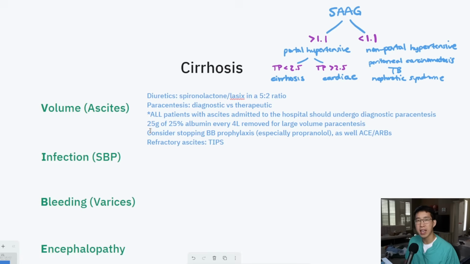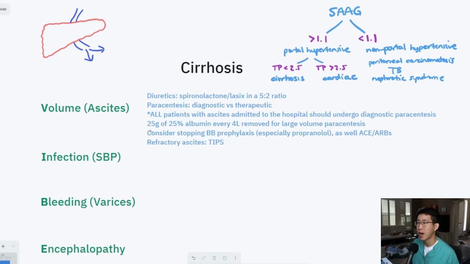Finally, if you have refractory ascites, then one thing that you can consider is a TIPS, which is also known as a transjugular intrahepatic portosystemic shunt. So basically how it works is you have your scarred, fibrotic, and very stiff liver. And what happens is flow through the portal vein gets obstructed, and so basically it starts backing up.